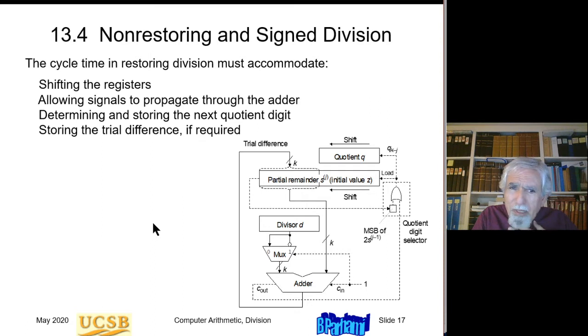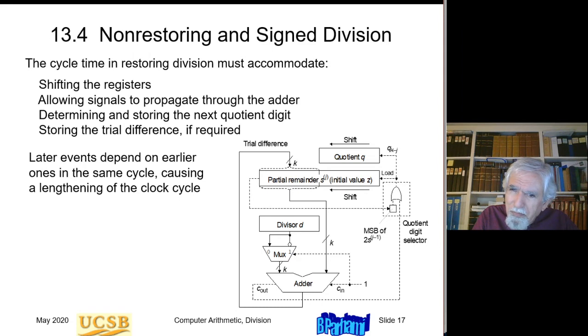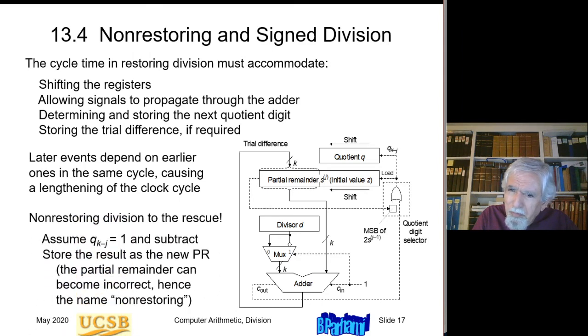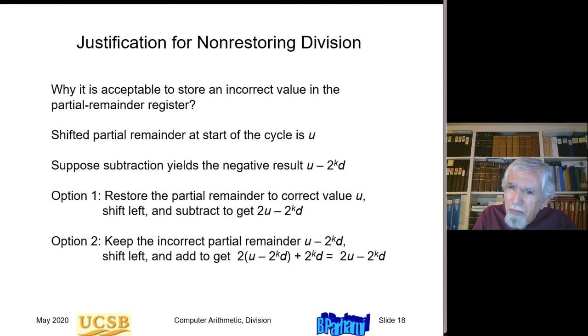So why is this okay? Why is it okay to load an incorrect value into that register? Okay, this explains why we can do this and still get the correct division result. So suppose at the start of a cycle, the shifted partial remainder is u. Whatever is in that double width register at the beginning of a cycle, after shifting has been done, we call it u.